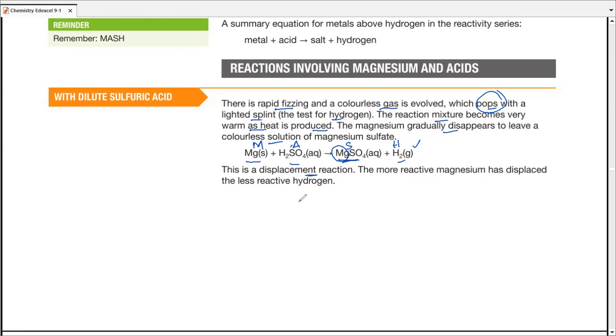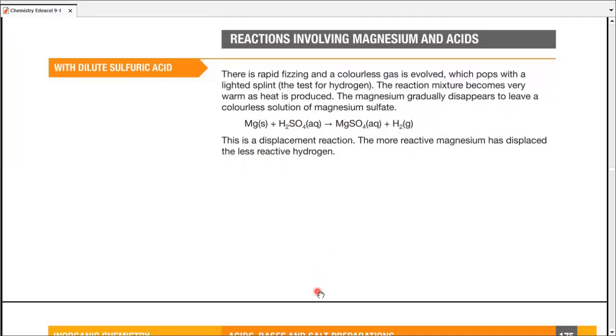This is a displacement reaction. Magnesium, being more reactive, displaced hydrogen, formed the salt, and pushed hydrogen apart separately as hydrogen gas. So the same thing is mentioned over here. I hope this is understandable for you. Is it? Good.